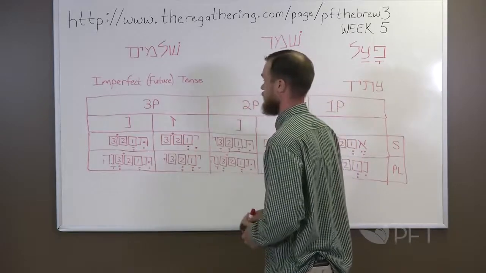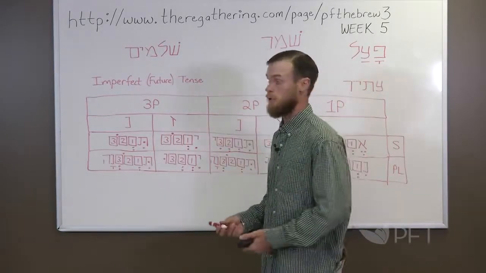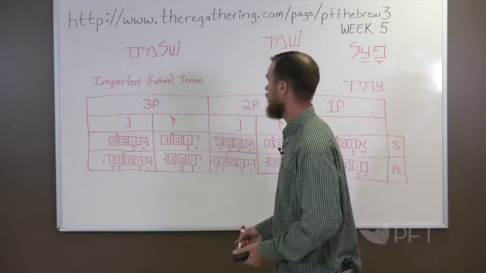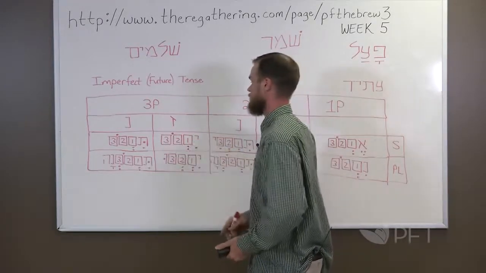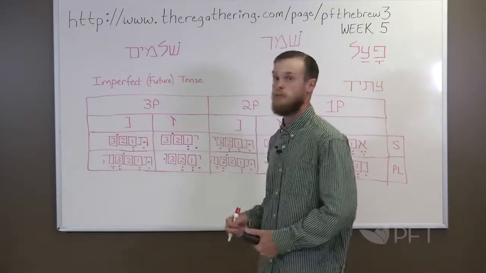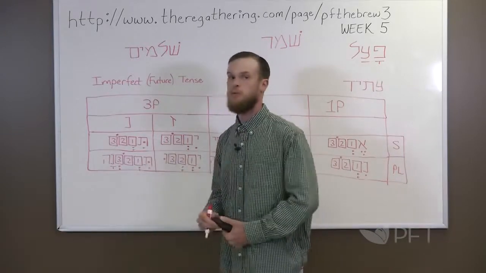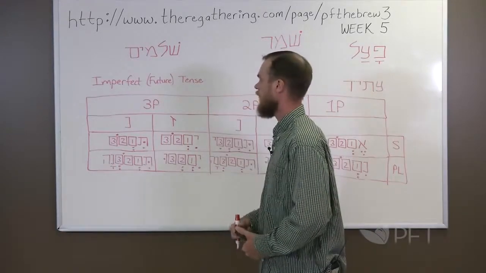All right, on to the third person. So who, which is he, third person masculine singular. Who yishmor, he will keep. He, which is she. Tishmor, she will keep.